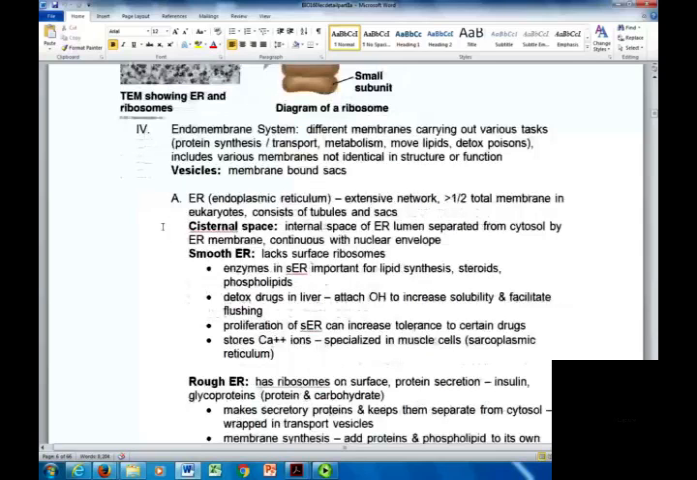So the endoplasmic reticulum, or ER, is an extensive membrane network inside the cell. It makes up over half of the total membrane in eukaryotes, and it consists of a series of tubes and sacs. So the cisternal space is going to be the internal space, or the lumen, and it's separated from the cytosol by the endoplasmic reticulum. And it's also continuous with the nuclear envelope.